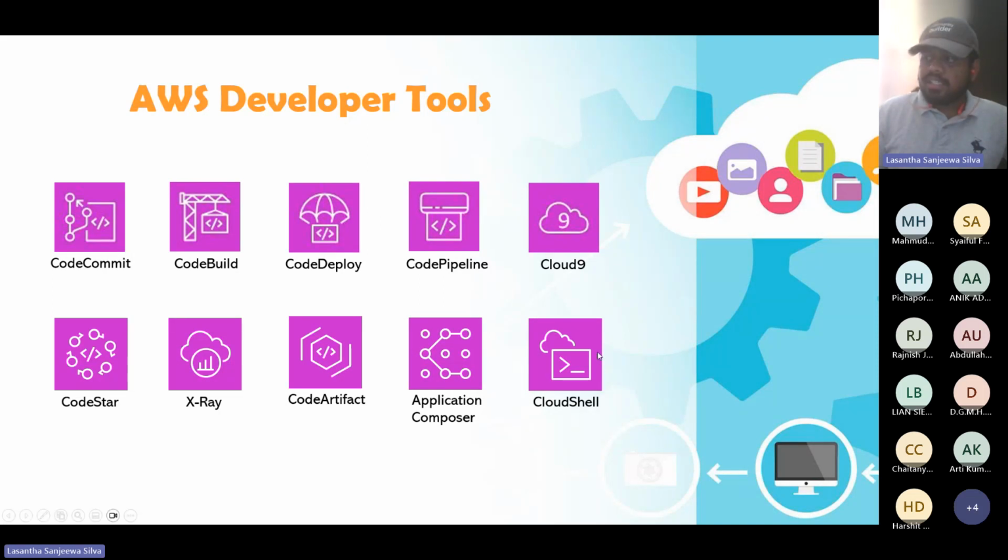And finally, CloudShell. It's a cloud-based shell. You can quickly run scripts with the AWS command line interface, and also use the AWS API and other AWS related tools. You can use it to increase your productivity. You can directly access CloudShell in the AWS console.